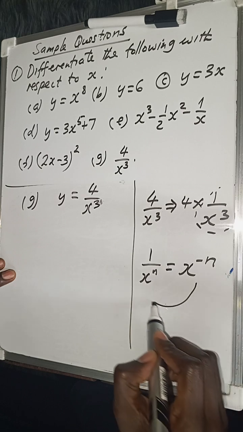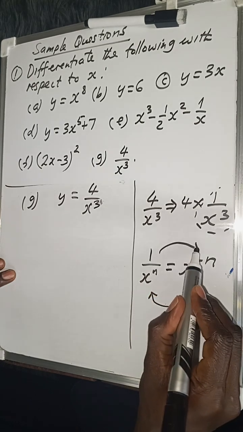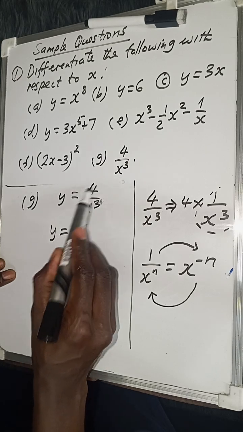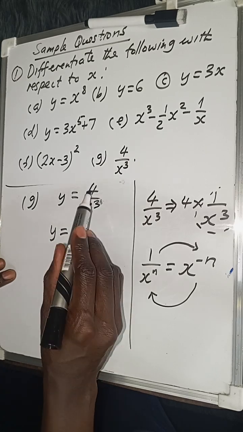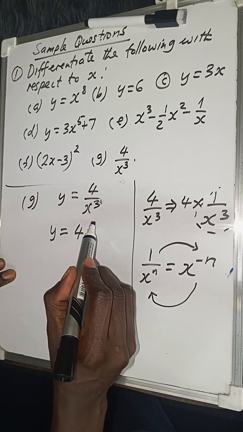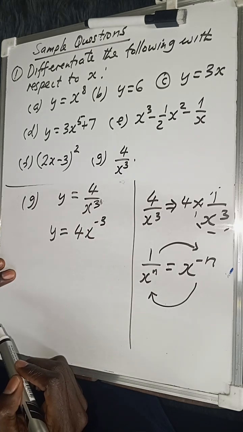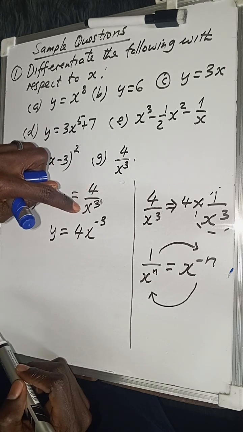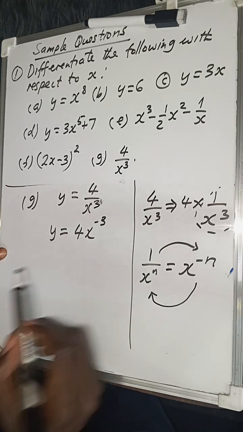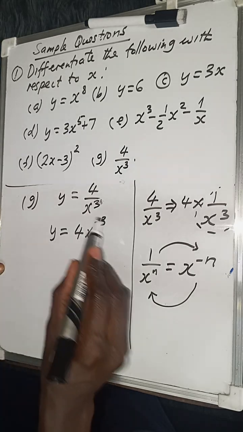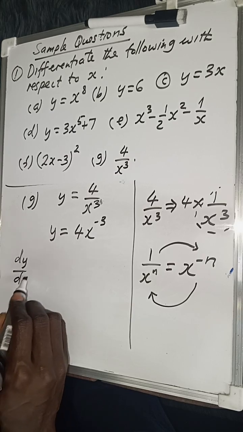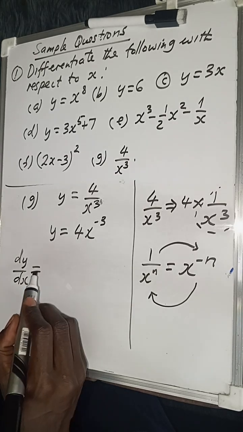Okay, so remember we said we can go in this direction, we can also go in that direction. So therefore, before you differentiate, drop that x. When that drops, it simply means that the index for this x to the power 3 will now become a negative 3. So once we drop it, that's when it's easy for you to find the derivative, dy over dx.